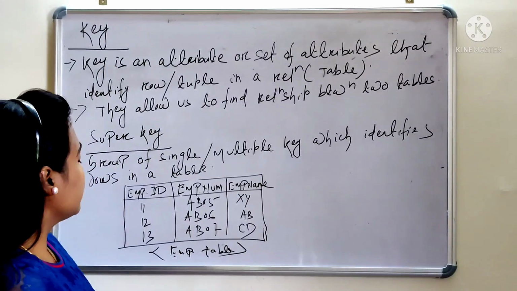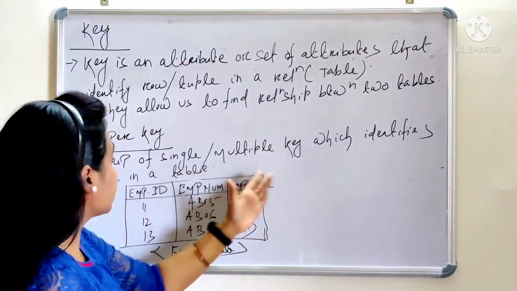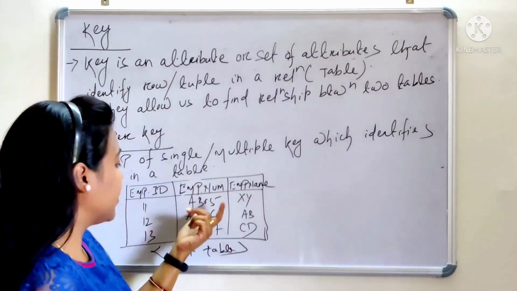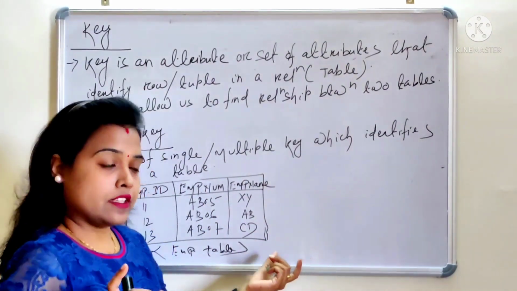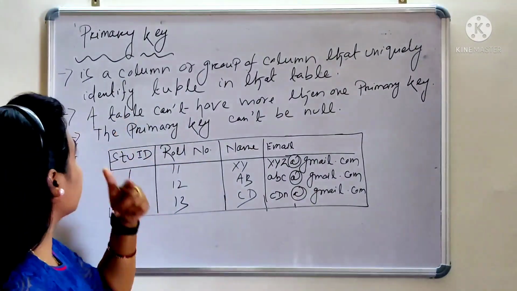Okay. Now here is the information about employee ID, employee number, employee name. So in this case, my employee ID and employee number are the key, that is the super key. Okay. Next concept coming under key is primary key.